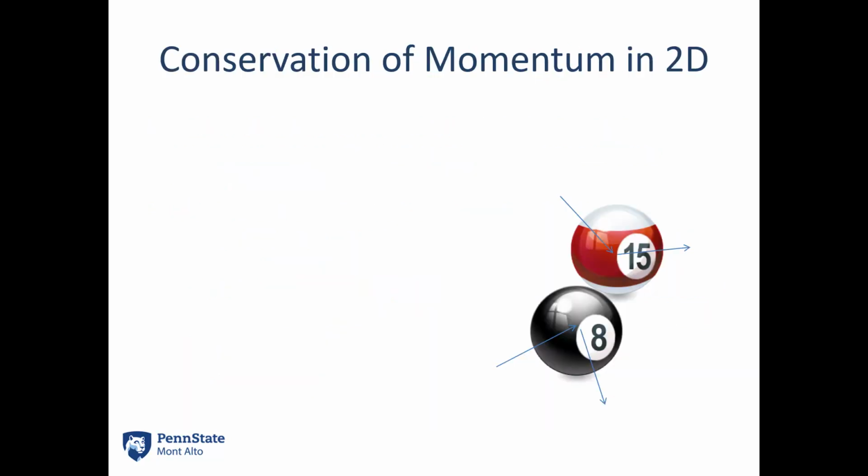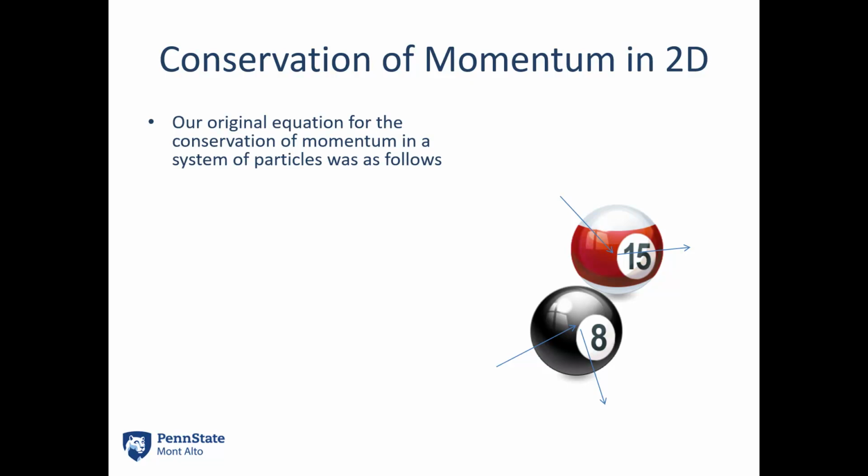All right, so conservation of momentum in 2D stems from the fact that if we have no external impulse, we have no change in momentum. Our original equation for the conservation of momentum that we built up in the 1D version of this lecture was this: the final momentum of particle A plus the final momentum of particle B is equal to the initial momentum of particle A plus the initial momentum of particle B. So momentum is conserved before and after the collision for the system as a whole.